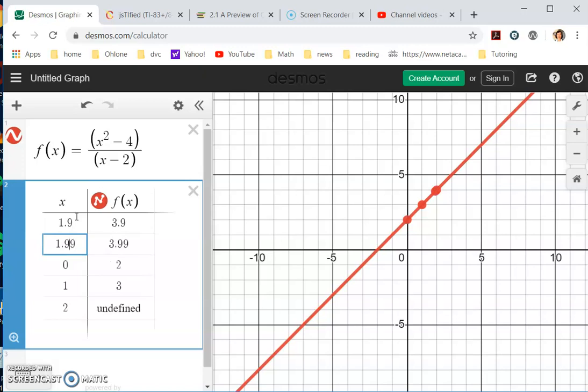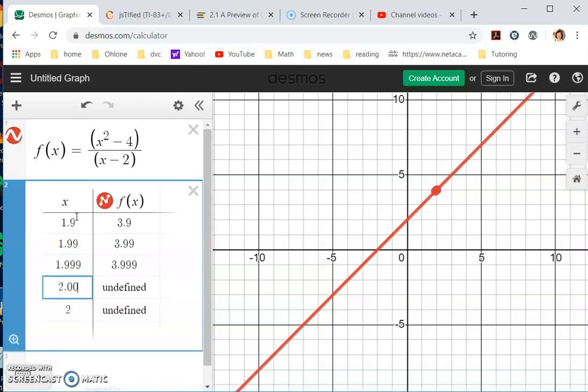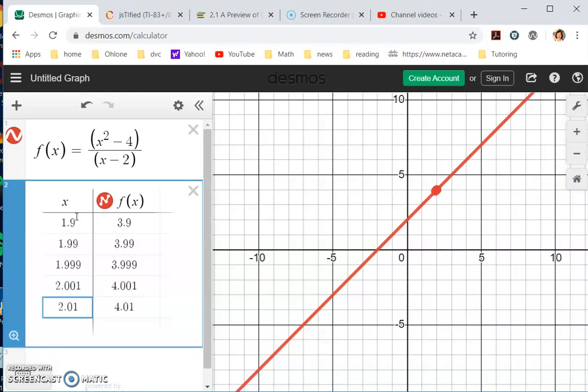1.99, and then 1.999, 2.001. It's very good, getting very close to it. 2.01, 2.1. So you can see that at the far end, 4.1 and 3.9 indicate that it's getting closer and closer. This is a good indication that it will be approaching a limit because they all cluster around 4. It seems like it is 4, right?